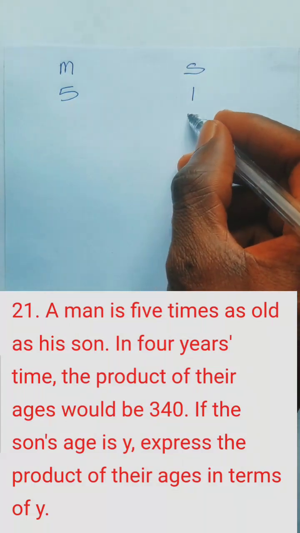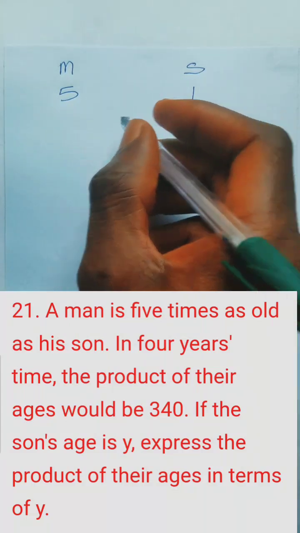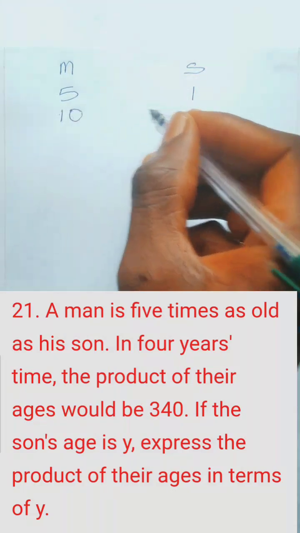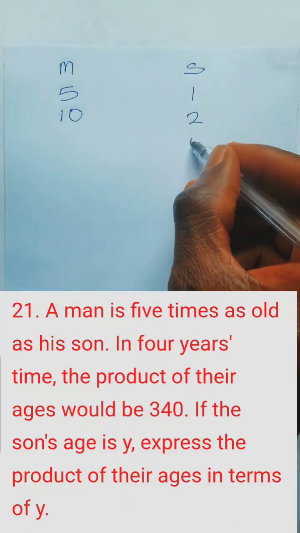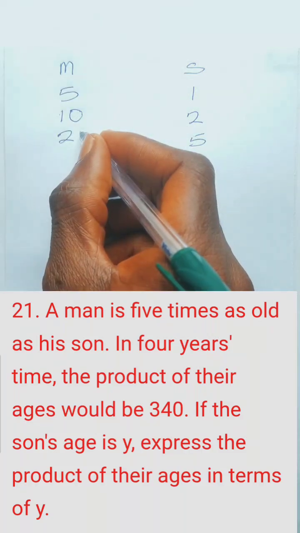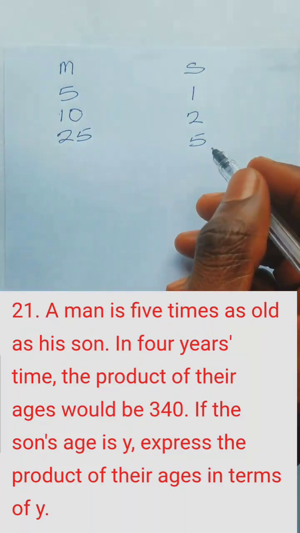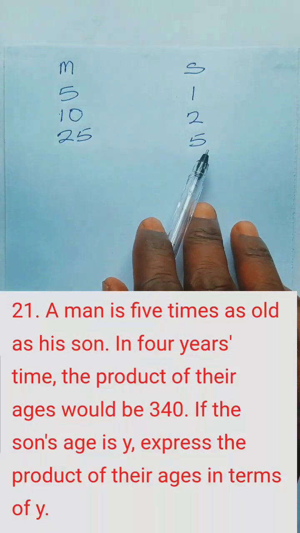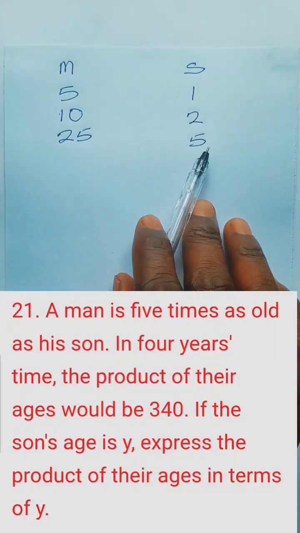It therefore means if the son's age is 2, the man's age is times 5. That is going to be 10. When the son's age is 5, the man's age is going to be times 5. That's 25 years. So this is just how the son and the man relate in terms of age.